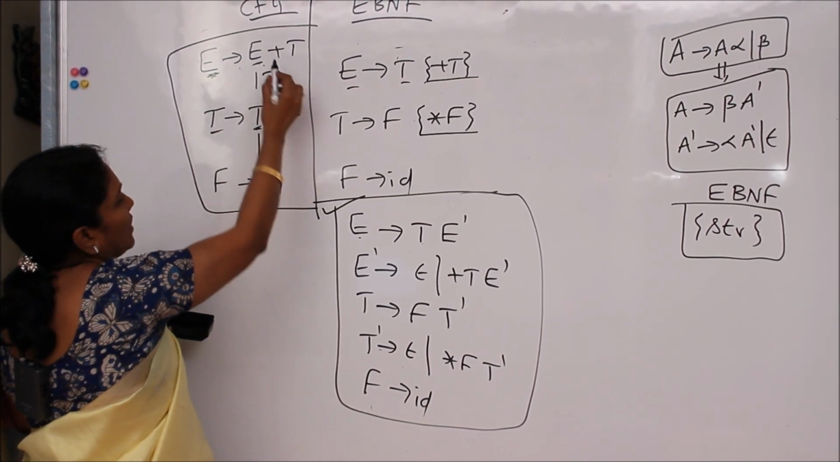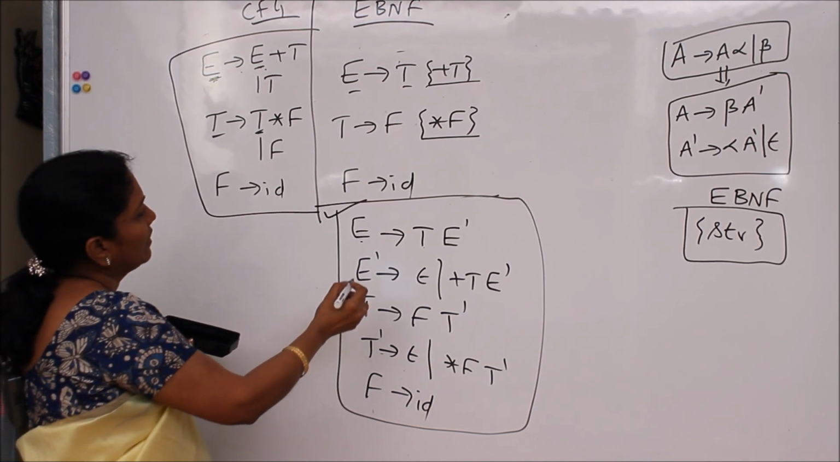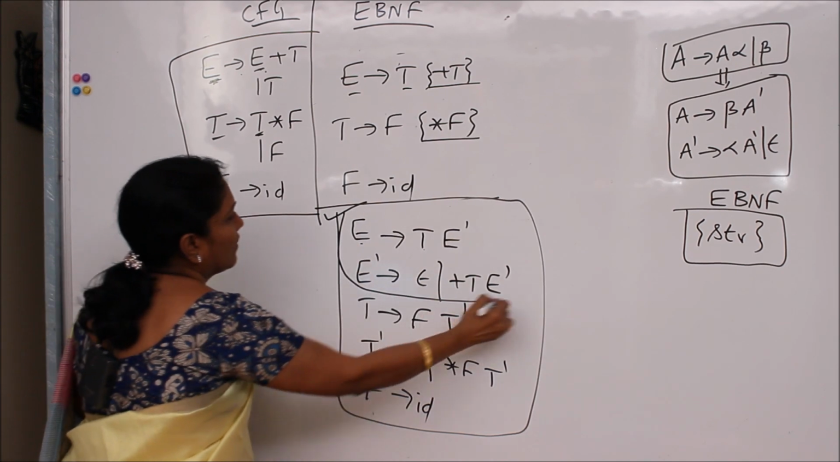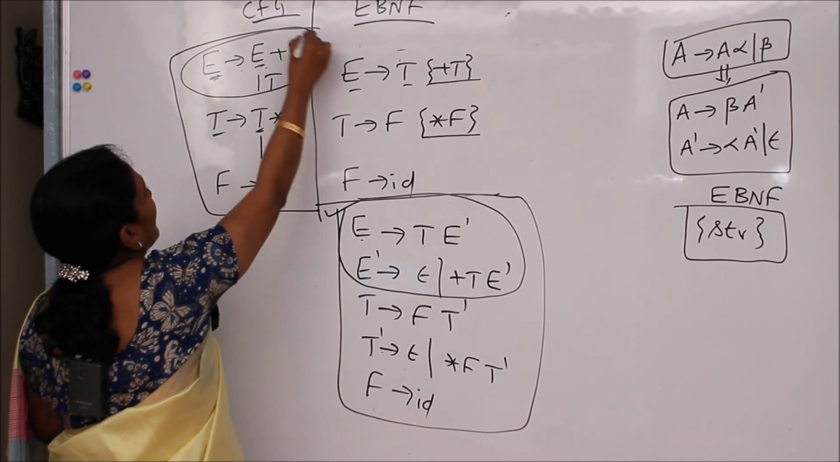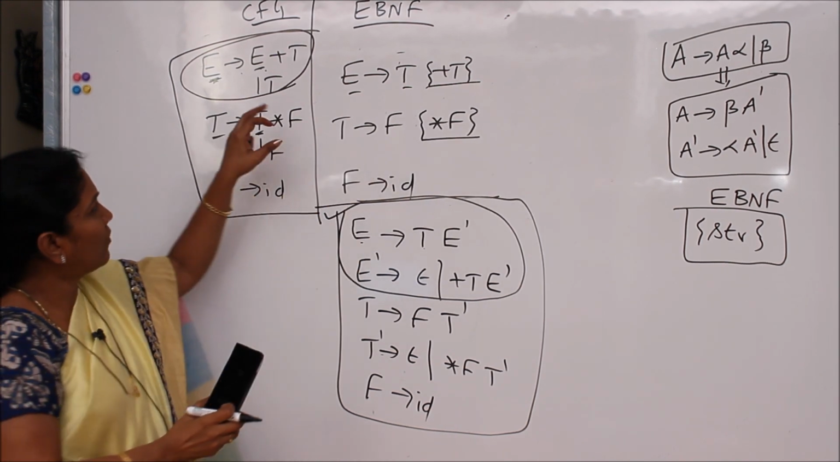Whenever you have E to E plus T, then we have to eliminate that. This is the equivalent for this particular grammar without left recursion. So if you compare these two, you will get that formula.